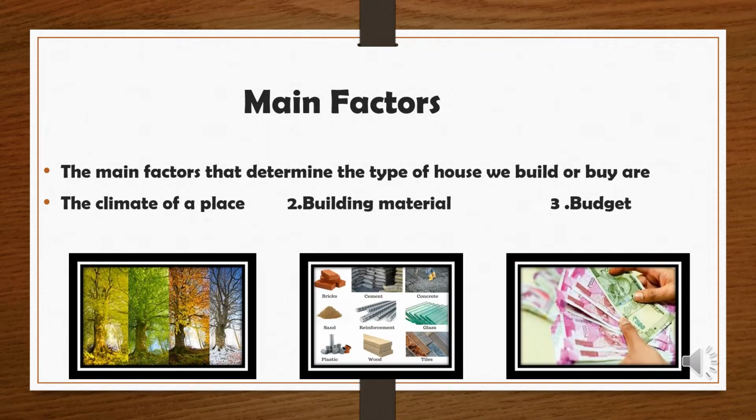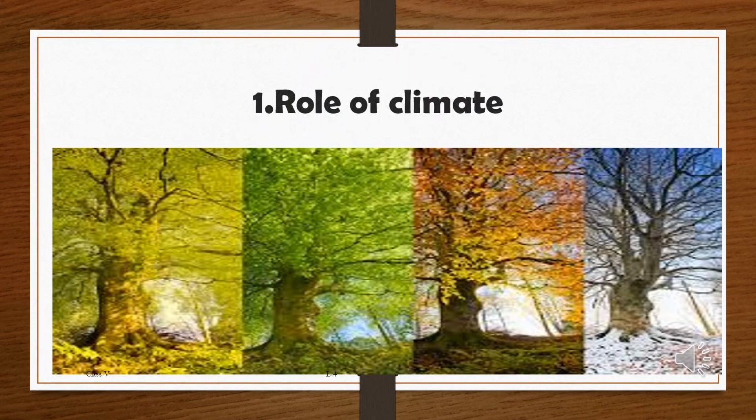Main factors that determine the type of house we build or buy are the climate of the place, the building material that we use, and the budget or the money. So let us discuss how the climate of a place influences the type of house that we build.